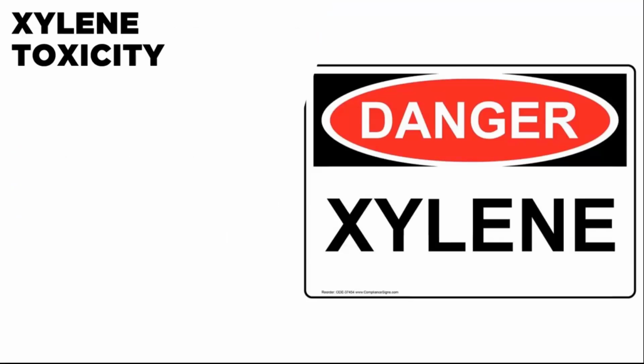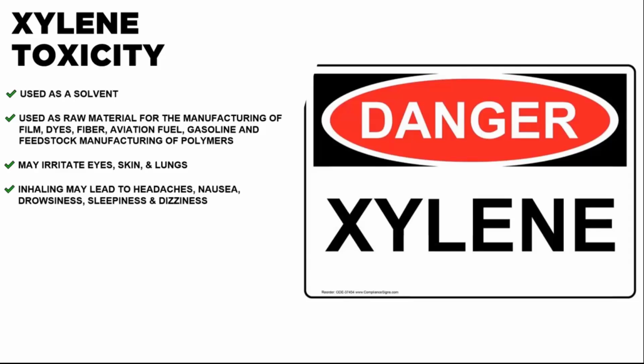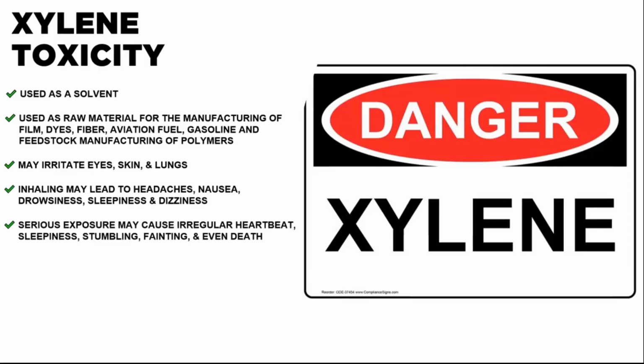Now, the next toxin is xylene. The xylene category is huge. They're used as solvents. They're used as raw material for the manufacturing of things like films and dyes, fibers, aviation fuel, gasoline. It goes on and on. Now, they may irritate our eyes, our skin, and our lungs. So when we inhale them, they may lead to symptoms like headaches and nausea, drowsiness, sleepiness, and dizziness. And serious exposure may cause irregular heartbeat, stumbling, fainting, and even death.